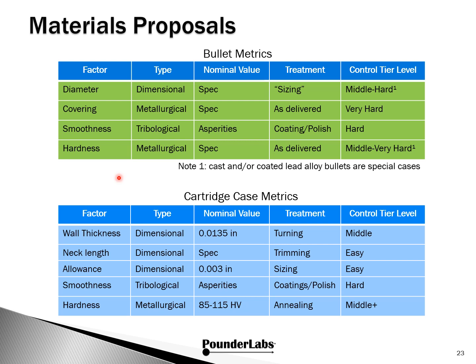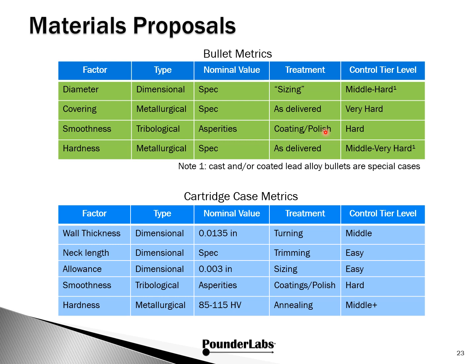With bullets, we don't have a lot we can do. Note here that cast or coated lead alloy bullets are kind of a special case, but normally the diameter is locked in by what you're going to load. The covering of the bullet is locked in, very hard to change that. The smoothness, the tribological type, these are controlled by asperities, which are fractal properties. This is dealt with by polishing and coatings.